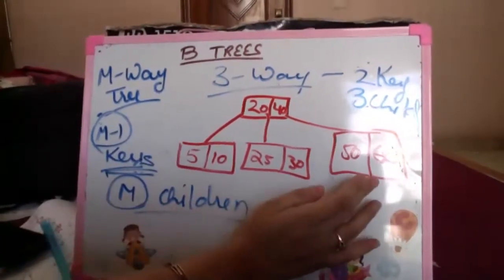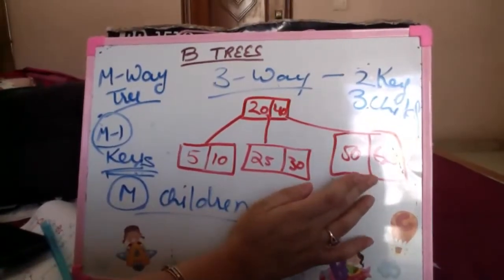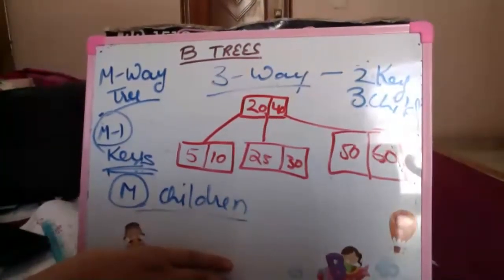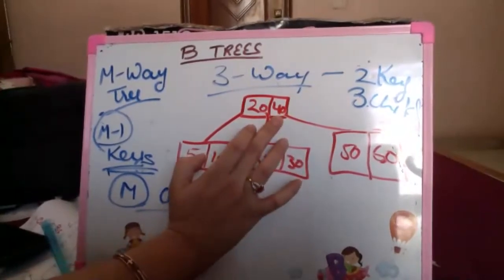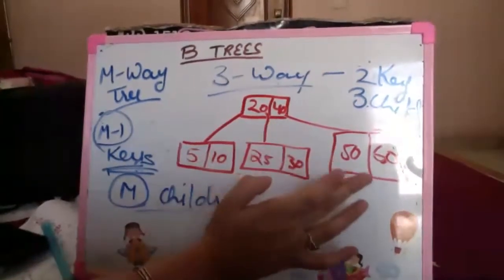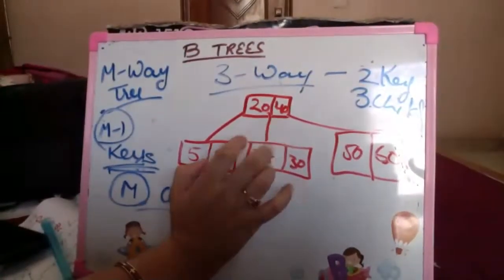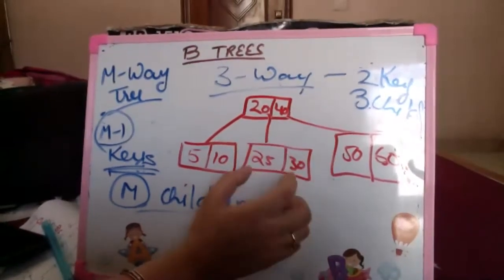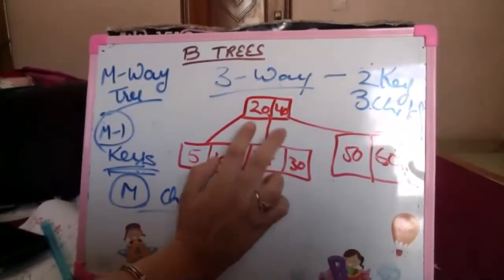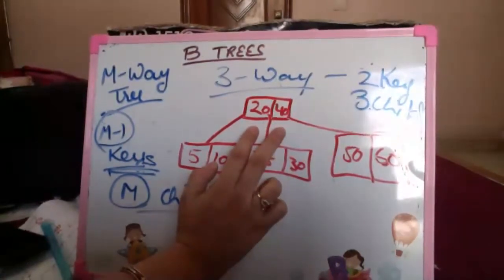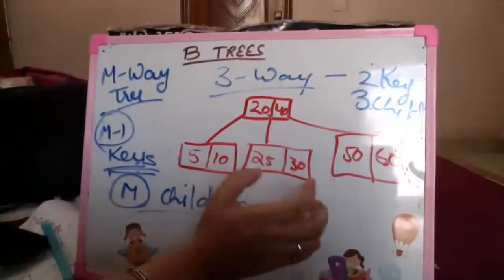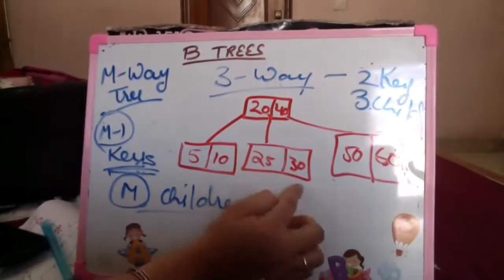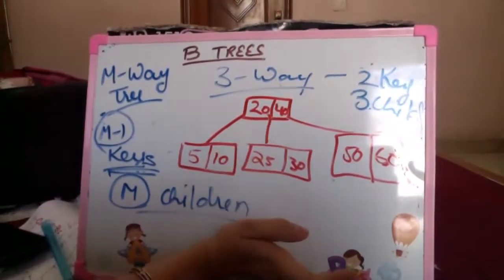Similarly, the rightmost child has all the key values which happen to be greater than the value of the rightmost key in the parent. 50 and 60 are greater than 40. Similarly, 5 and 10 are less than 20. Now, the values for the keys which lie in between the two keys in the parent, that is the values lying between 20 and 40, are represented by the middle child. Like 25 and 30, both are lying between 20 and 40.